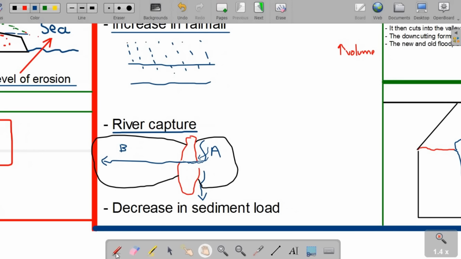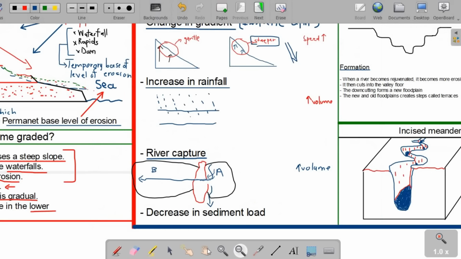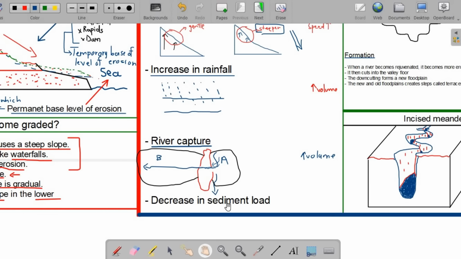Because it has more water, that means it has increased its volume. So its volume of water is increased, and hence its energy has increased. That's how it got rejuvenated via river capture. Stealing the waters from another river increases its volume, and hence its power, its erosive power. That's how it is being rejuvenated via river capture.